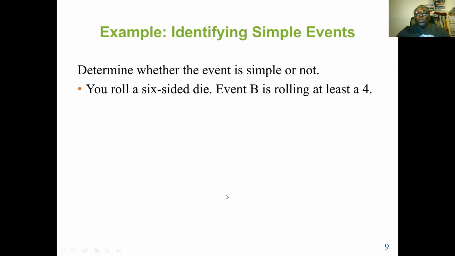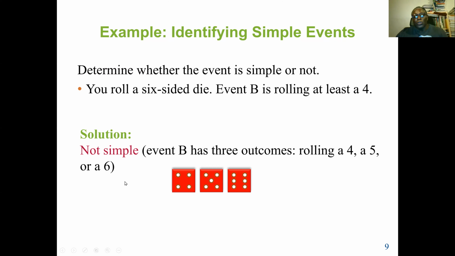Next, we should identify the simple event. We should determine whether the event is simple or not. You roll a 6-sided die. Event B is rolling at least a 4. So this is not a simple event.